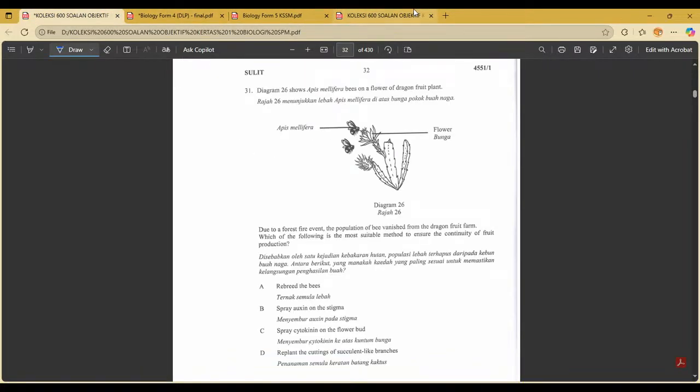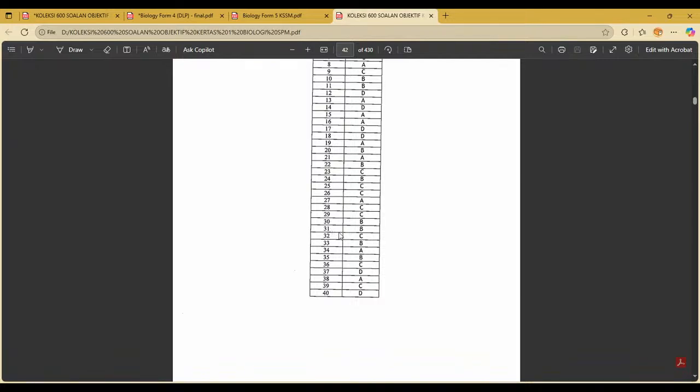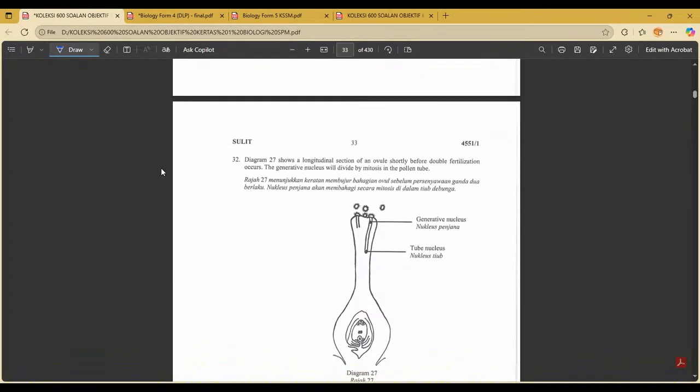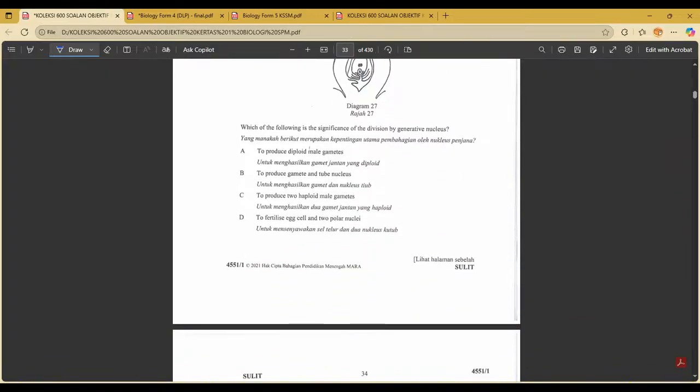Question 31. B, yes. Why not repeat the bees? Because it would take too long or something, I don't know.